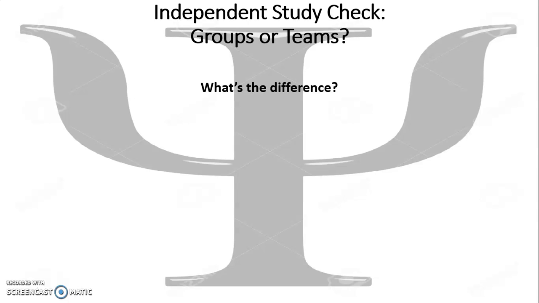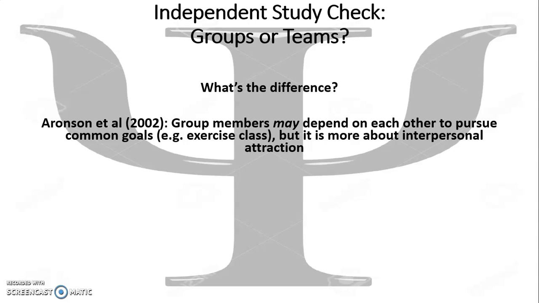So, what's the difference between a group and a team? Okay, so pause this by all means if you want to go and find that out for yourselves, as I suspect most of you are just going to wait for the answer. So here it is. Group members might depend on each other to pursue common goals, such as an exercise class or a degree course. Okay, but they're not necessarily interdependent to do that. So it might be more of a social thing, interpersonal attraction. Okay, sure you can think of lots of groups you belong to.